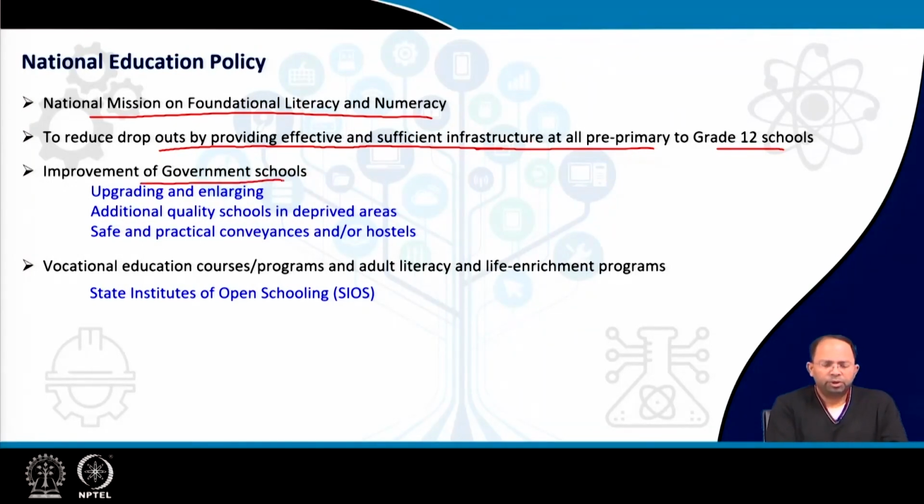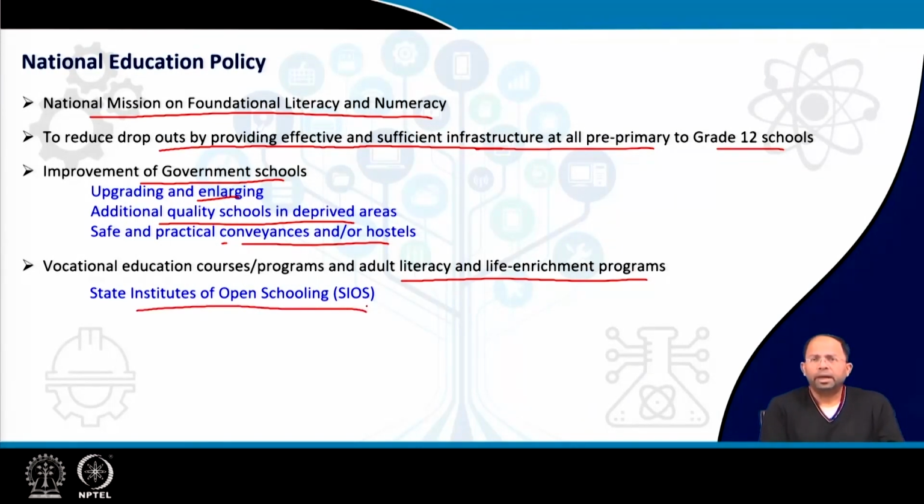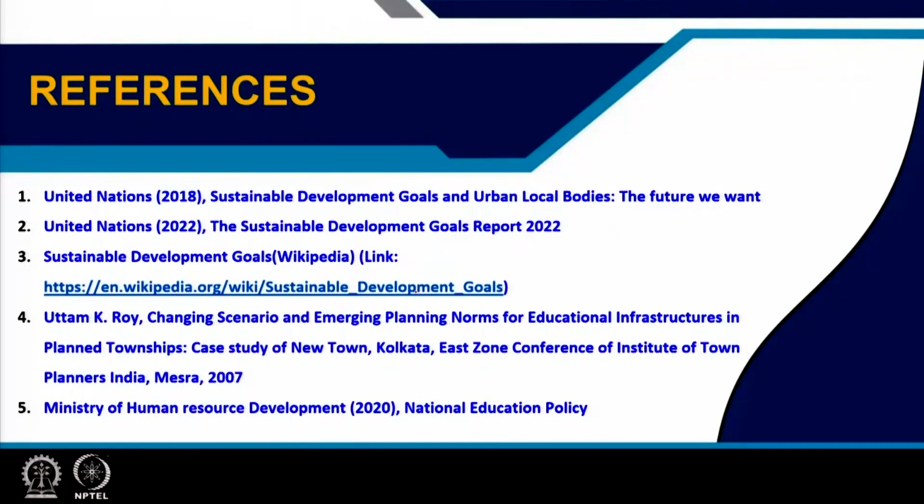The government schools need to be improved. There has to be upgrading and enlarging of schools. Additional quality schools need to be provided in deprived areas, and safe and practical conveniences or transport to the schools also need to be introduced. Vocational education courses, programs and adult literacy and life enrichment programs also need to be conducted. For that, state institutes of open schooling also need to be opened up. So, these are certain changes which the national educational policy has brought in. Accordingly, we have to really look into setting up new infrastructure and facilities in urban areas. These are some of the references you can study.